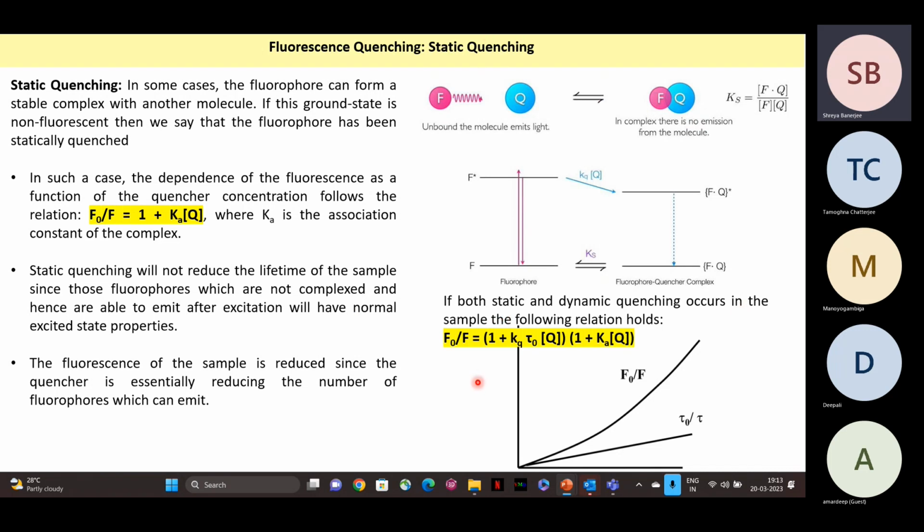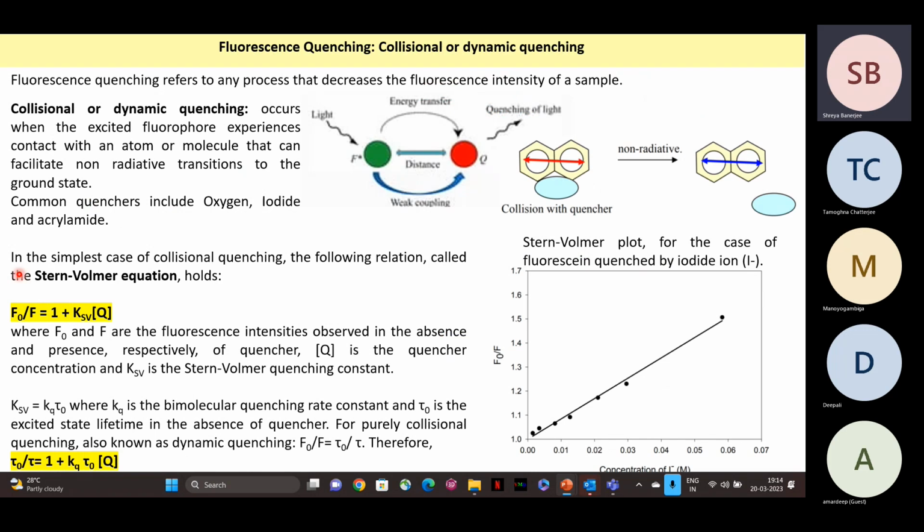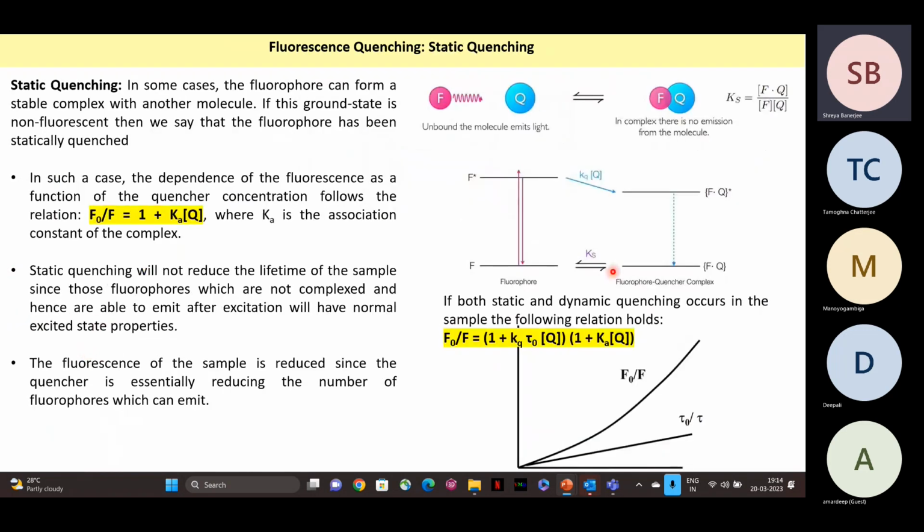Now, if a molecule has both static and dynamic quenching, then this equation and the previous equation are combined, and the net equation becomes F0 by F is a product of the two equations that we studied. So 1 plus Kq tau 0 concentration Q into 1 plus Ka concentration Q. So that is when both static and dynamic quenching is present.